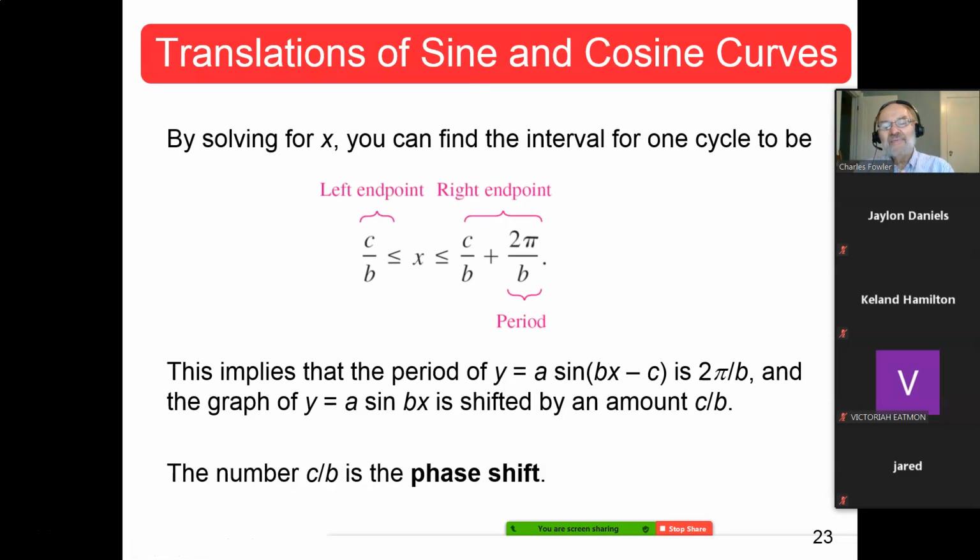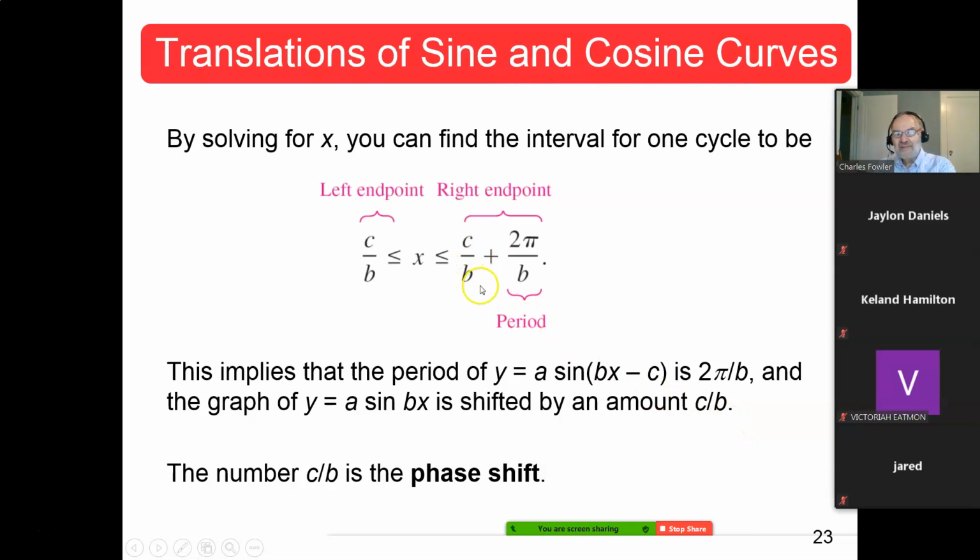They call c over b the phase shift, and it just is a more awkward way of doing it. So this implies that the period of y equals a sine of bx minus c is still 2 pi over b. Nothing changed with that. It wouldn't have changed if you put the b outside the parentheses. Nothing would have changed.